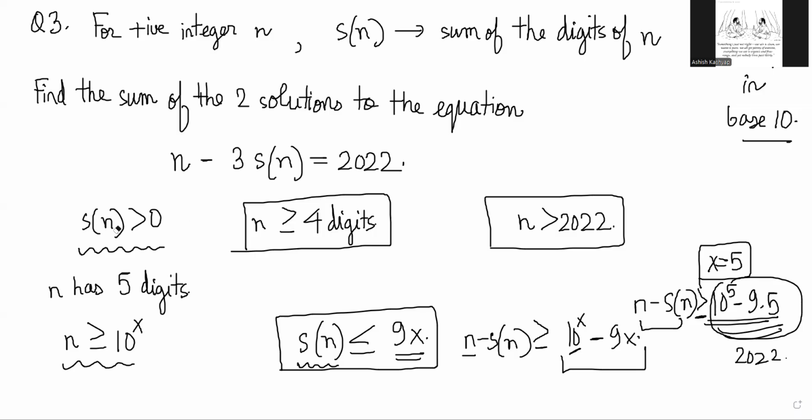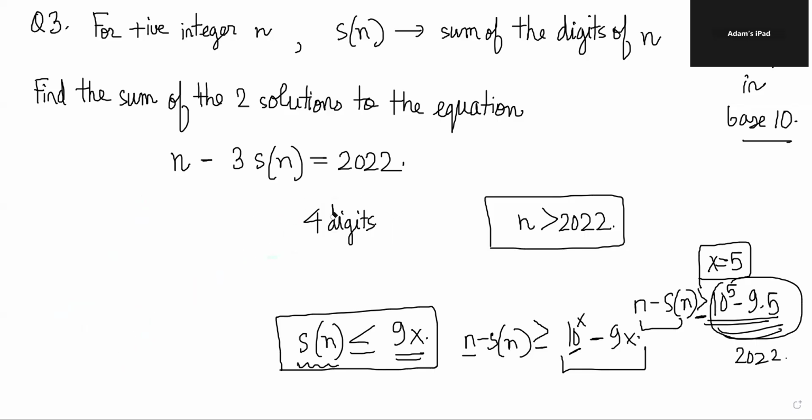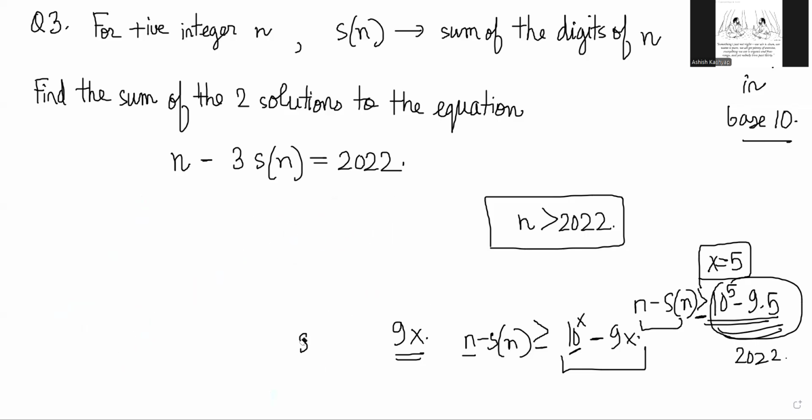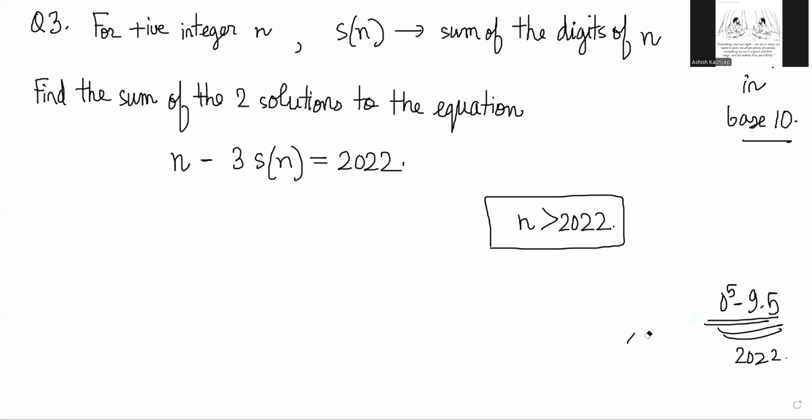So now we know that n has only 4 digits. But Noah, you have to prove it, you cannot assume it, right? If you assume it, you'll lose points. Okay, so it has 4 digits, so now what?